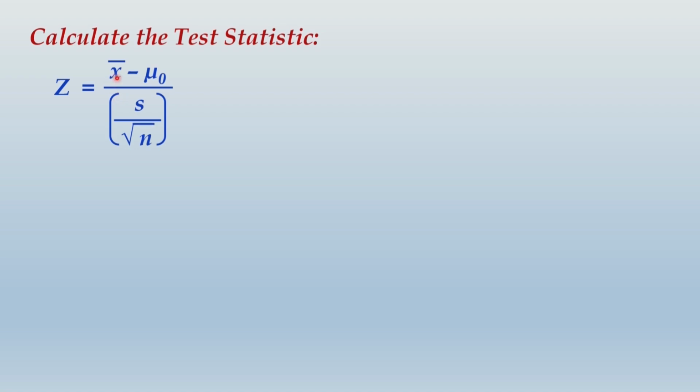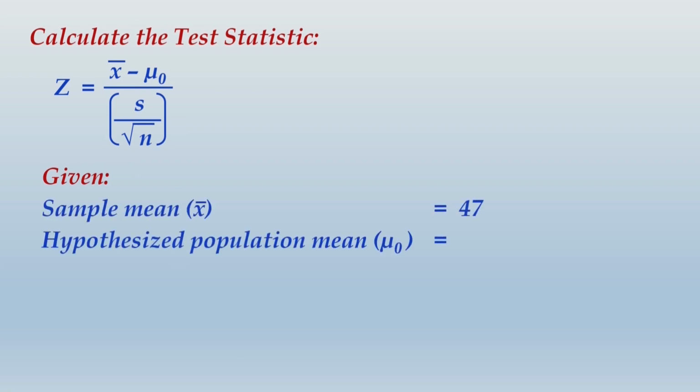X bar is the mean of the sampling distribution and mu zero is the hypothesized mean. So all these values are given in the question. So sample mean, that is X bar, is given as 47.